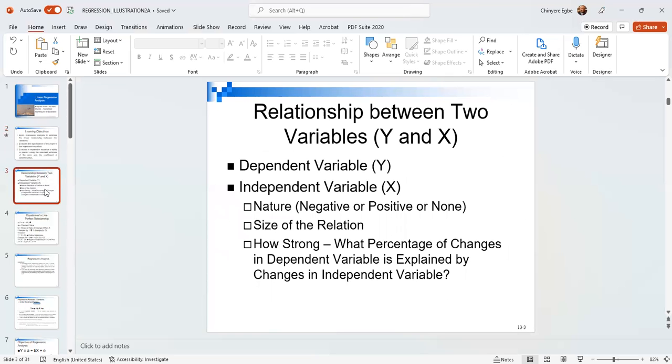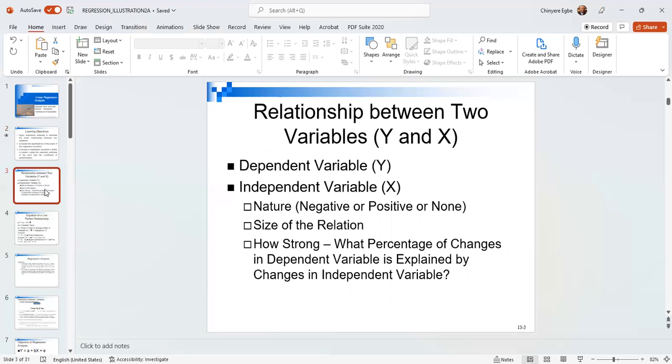The dependent variable, as we know, is y, and the independent variable is x. The nature of the relationship can be negative or it can be positive, which we illustrated the last time. And then we want to know the size of the relationship.